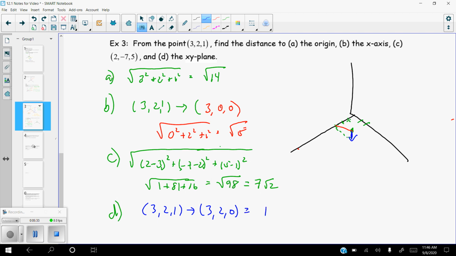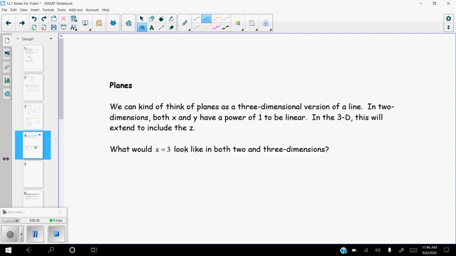All right, now let's go ahead and talk about how this works with planes. You can think of a plane as a three-dimensional version of a line. In 2 dimensions, both x and y have a power of 1 to be linear. In 3D, exactly the same thing, it just extends to z. So now we have a z value as well.